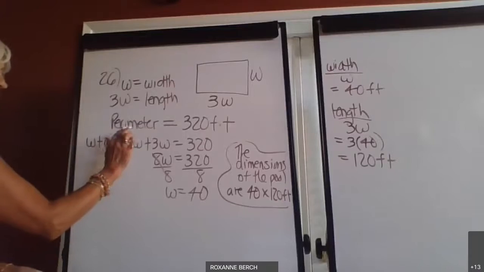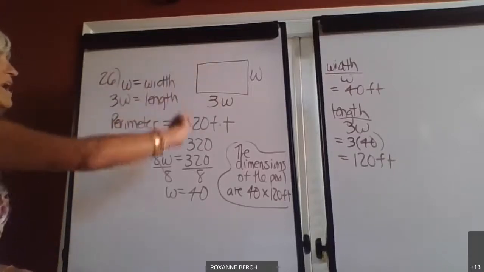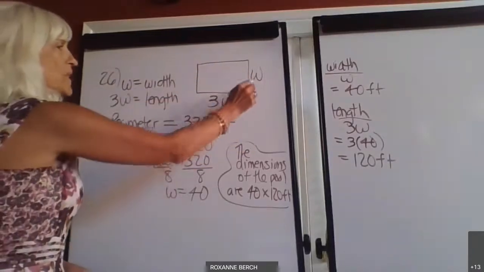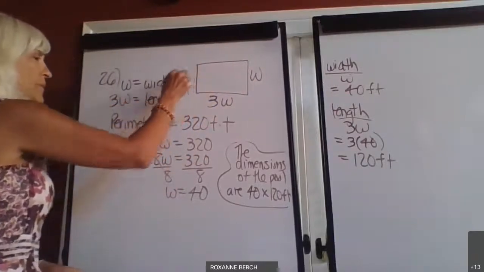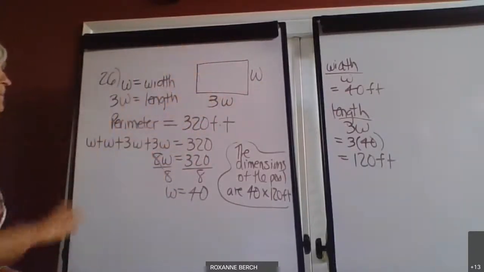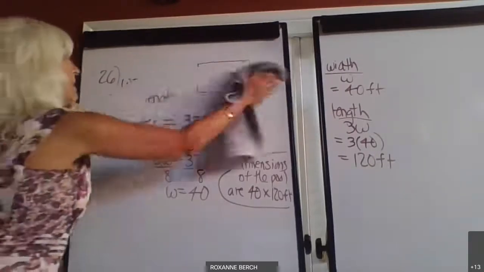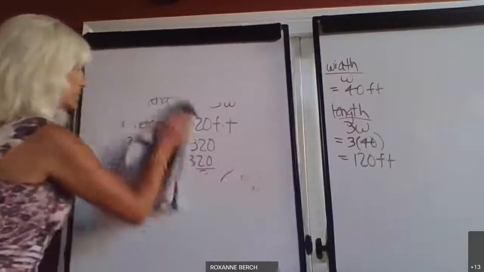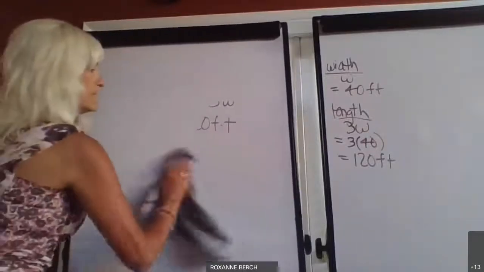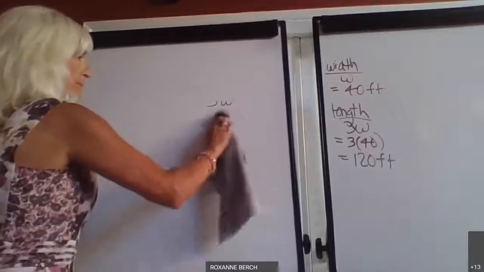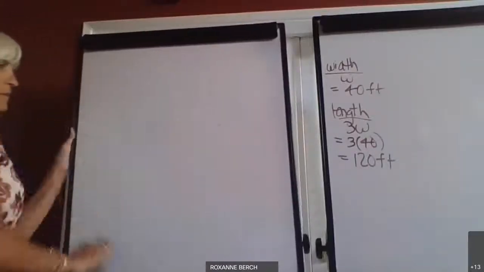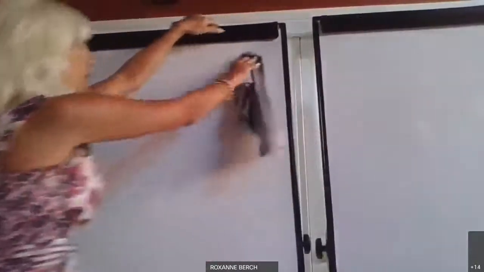Okay, so you have to know what the perimeter is here. It's the distance around a polygon, which would be 3W plus W plus 3W plus W. There are 2 widths and 2 lengths. Any questions about this? So that was some geometry there. We see a lot of geometry in real life.